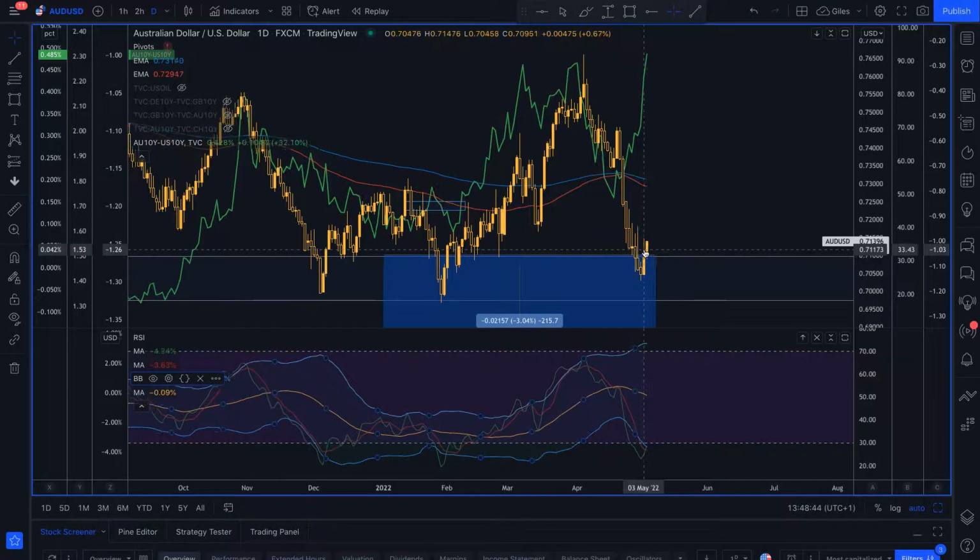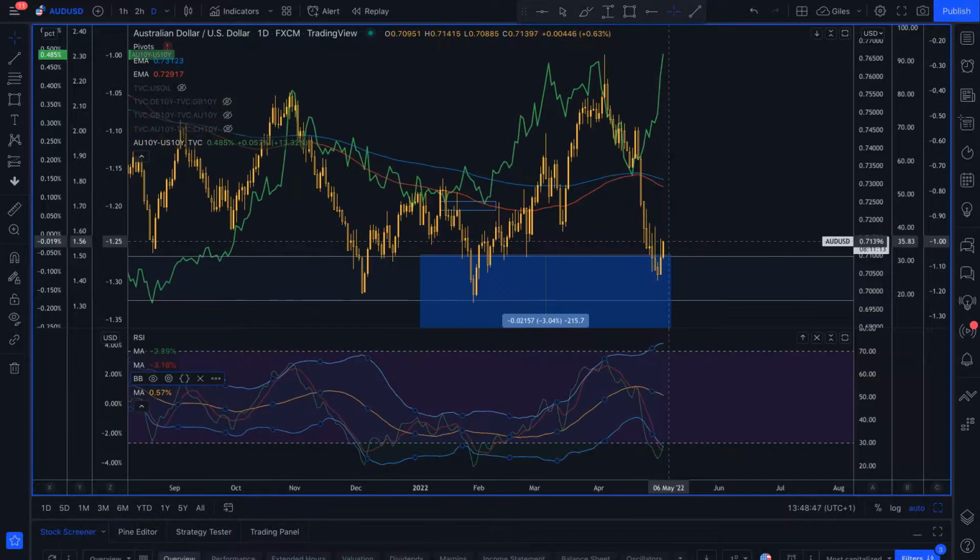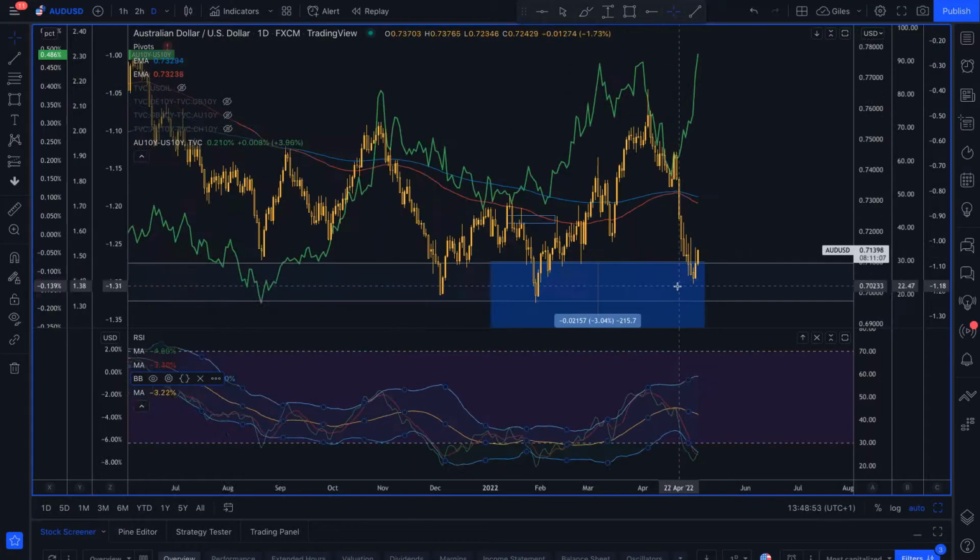I would favor buying the Aussie US dollar if we get a bearish, buy the rumor, sell the fact response. There's a great opportunity potentially there. Stops can be placed just underneath that 0.700 region, or to be safer, just underneath 0.6950, and looking for a retest up to 0.7300. That would be on a bearish response.